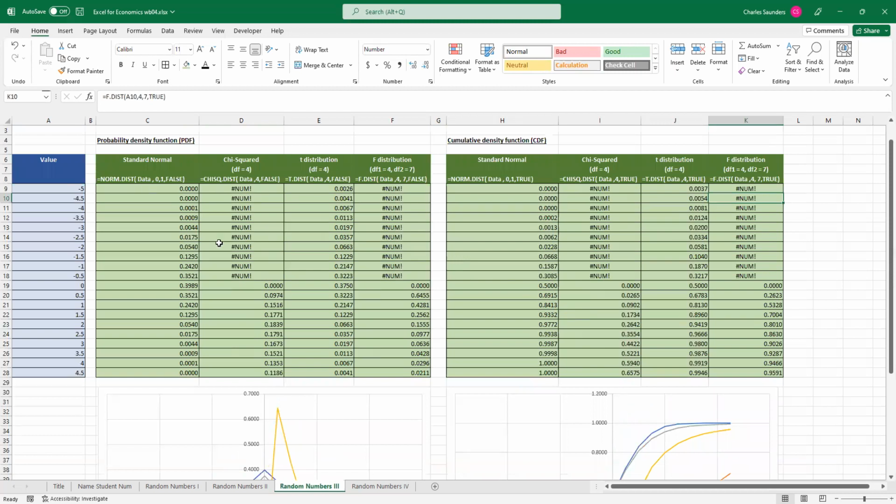Okay, so this is how we are able to obtain the probability densities and the cumulative density of different types of functions available in Excel. And we'll see you in the next video.